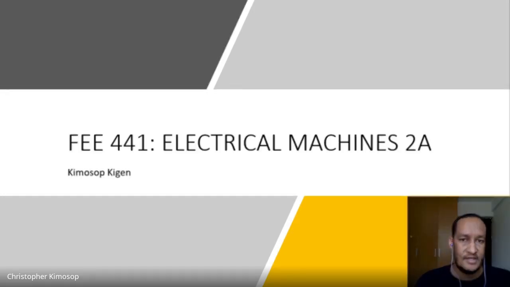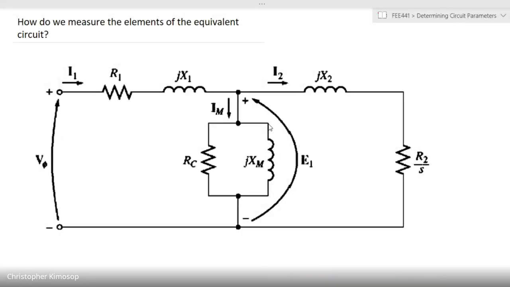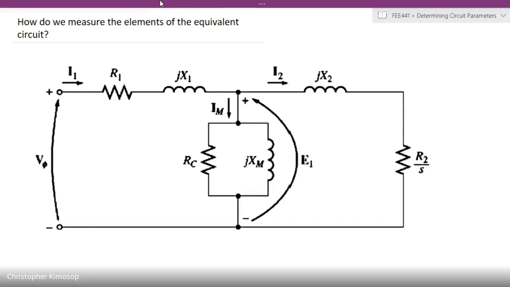Okay, so we'll begin. Today's lecture, we'll be looking at how we measure the elements, or rather how we can tell the size of each of the elements. Now, remember we said that the equivalent circuit looks like that. We gave all the details of this equivalent circuit, whereby we have all the items that are listed there.